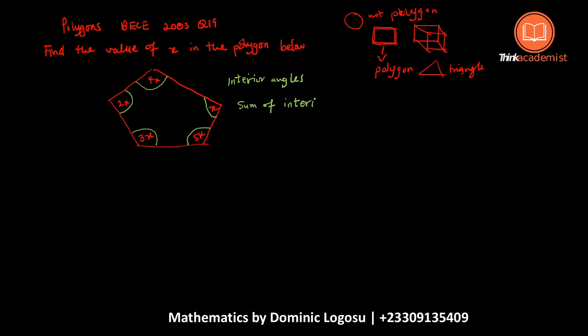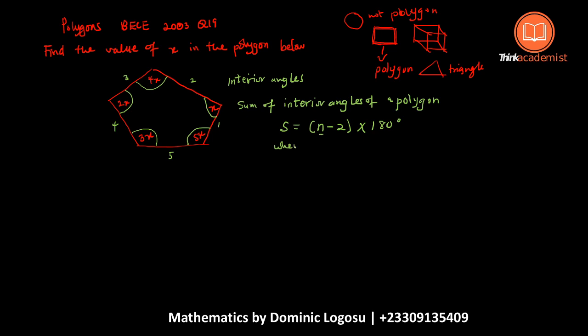Okay, so the sum of interior angles of a polygon, with S representing the sum, the formula is (n minus 2) times 180 degrees, where n is the number of sides of the particular polygon. So this particular polygon, if you count, we'll have 1, 2, 3, 4, 5. So the polygon will have 5 sides.